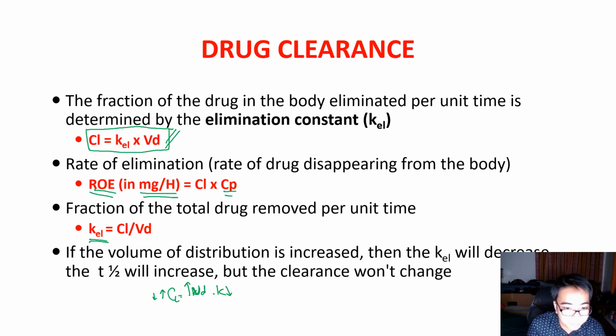Alright? Okay. Now, class, if I'm going to expand on this, clearance equals VD times 0.693 divided by half-life. Saan nanggaling ito? This is the formula for K. So this is how, class, we can relate clearance to half-life.